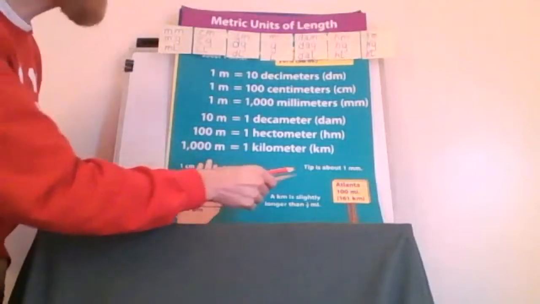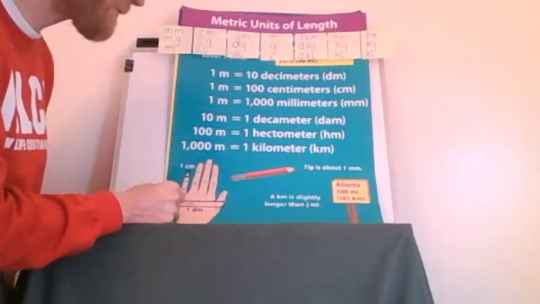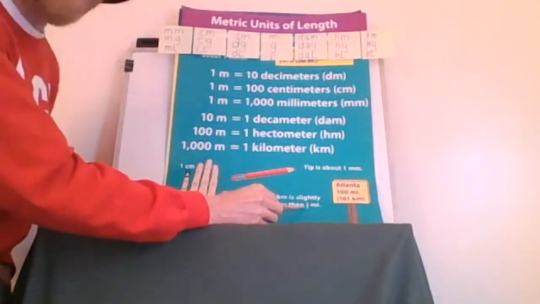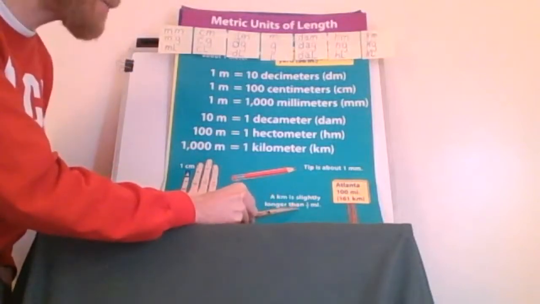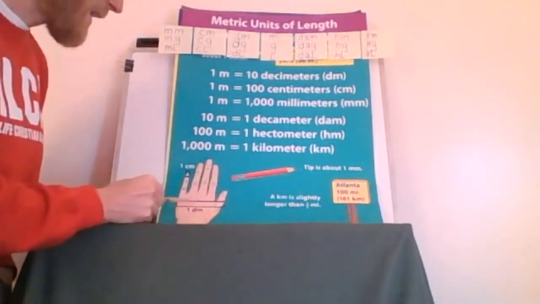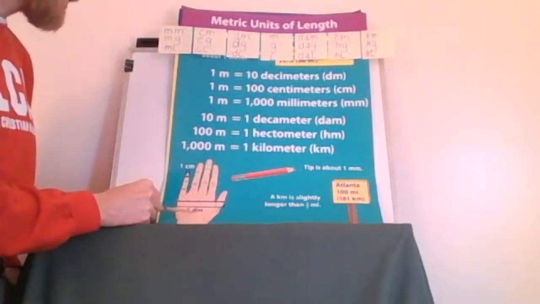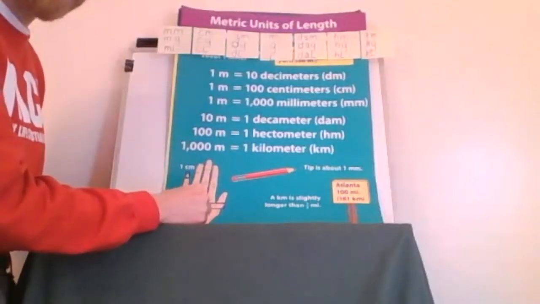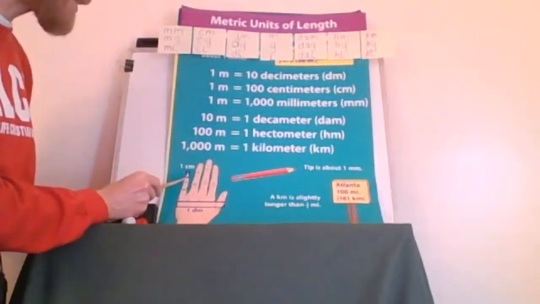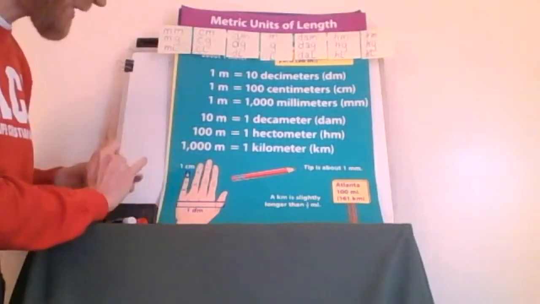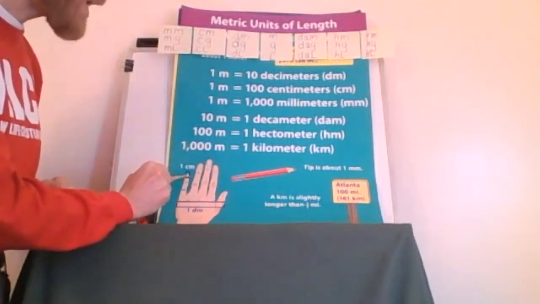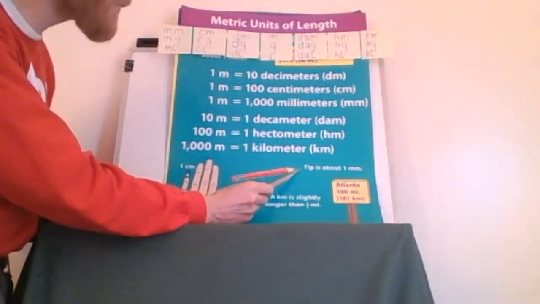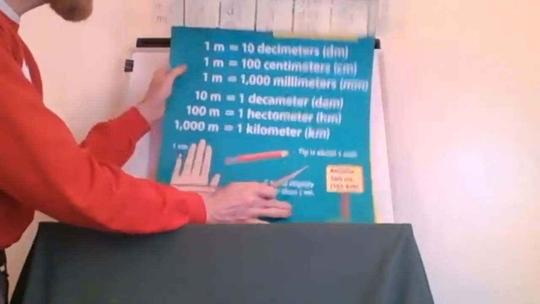Here's something visual. A kilometer is slightly longer than half a mile. That gives you a little context of how big it is. A decimeter is about as wide as your hand. A centimeter is about as big across as your little pinky finger. And a millimeter is very tiny. It's about the size of the tip of your pencil. So review your metric units, know them really well.